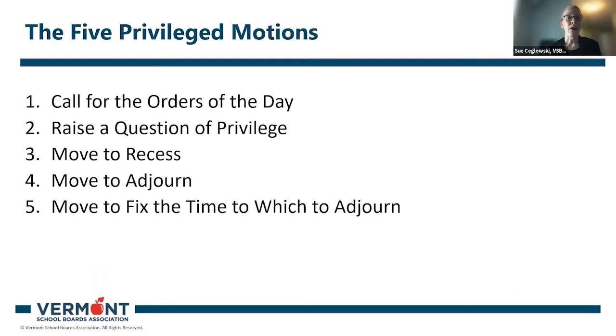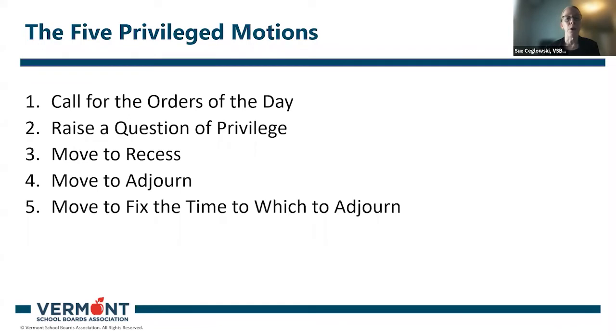They are call for the orders of the day. If the agenda schedule is not being followed, a single member can call for the schedule to be enforced unless the assembly decides by 2/3 vote to set the orders of the day aside. So that's call for the orders of the day. Raise a question of privilege. This is used if a pressing situation is affecting the rights of the board or an individual member. For example, noise or introduction of a confidential subject in the presence of guests.